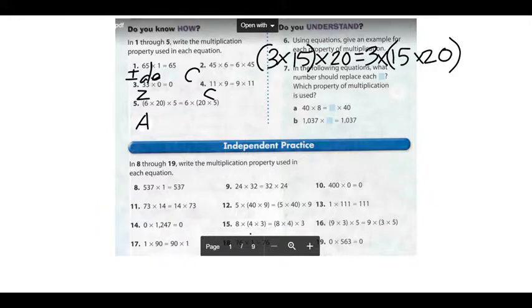Number 7 says, in the following equations, what number should replace each blank box? Which property of multiplication is used? You need to not only fill in the box, but also write the name of the property. Do that for letters A and B. And then for independent practice, I will let you know what numbers I need you to do and practice with the different properties. Good luck, guys, and do your best.